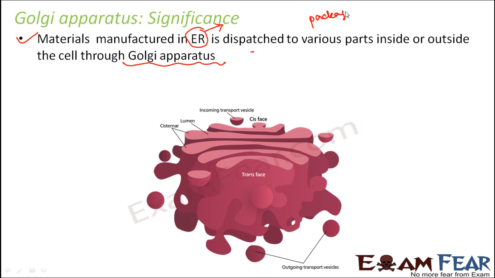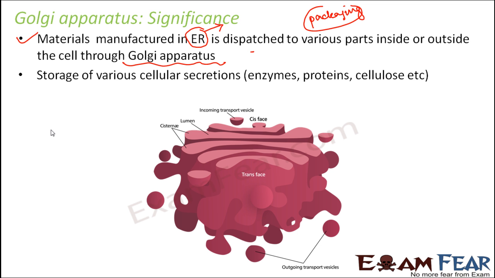So packaging is one function of the Golgi apparatus. It also helps in storage of various cellular secretions like enzymes, proteins, cellulose, etc. So the secretory proteins and lipids are packed into the secretory vesicles. Now these vesicles also are of various types. There are something called secretory vesicles which will store only the secretory proteins and lipids. So that means we have different types of vesicles for storage of different types of secretions.